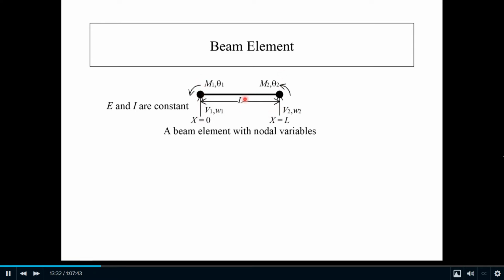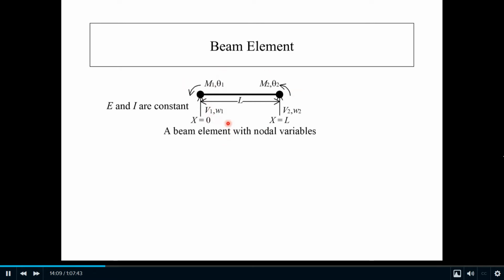Of course, the nodal degrees of freedom for the beam element have to be different from the thrust element, because for the thrust problem, what we are interested in is the axial displacement, or elongation. But for the beam, what you need to know is rotation and deflection. So the nodal degrees of freedom would be represented by this, and the nodal force vector would be moment M and shear V.